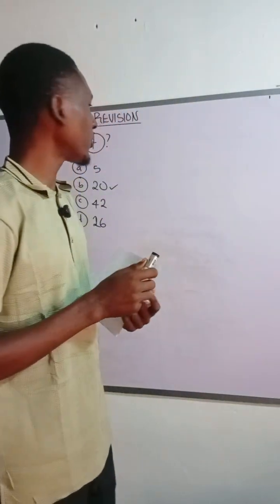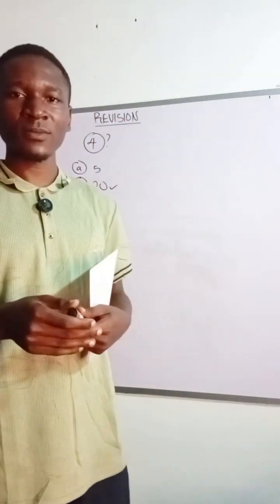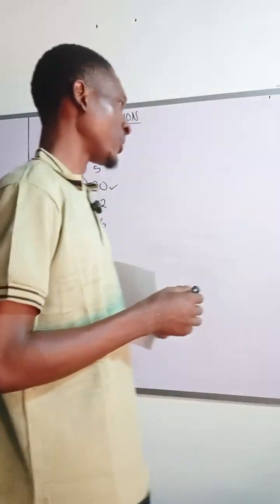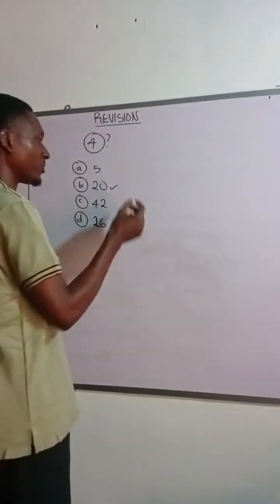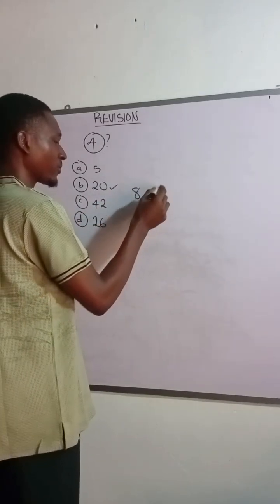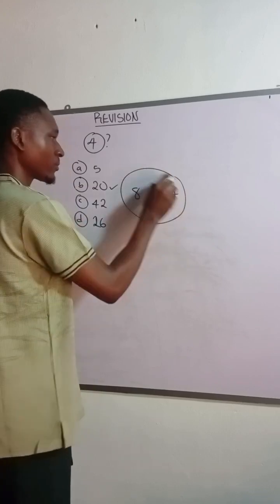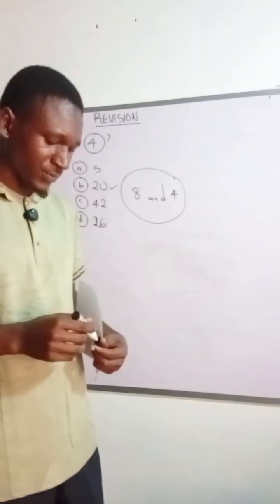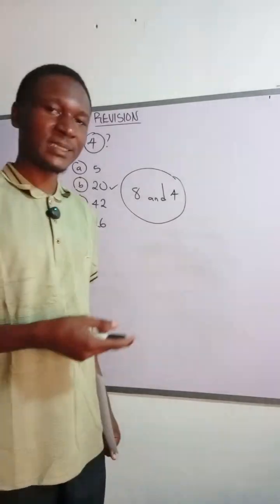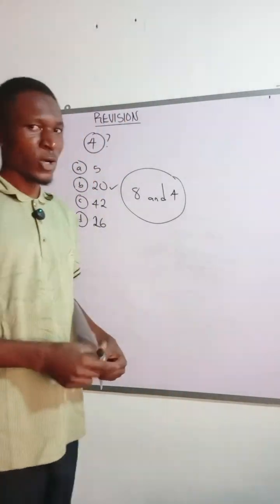The second question you are going to be expecting is on common multiples. I'm going to be asking you questions on common multiples. Which of the following is a common multiple of a group of numbers? For example, 8 and 4. I can ask you, which of the following is a common multiple of 4 and 8? Remember common multiples.